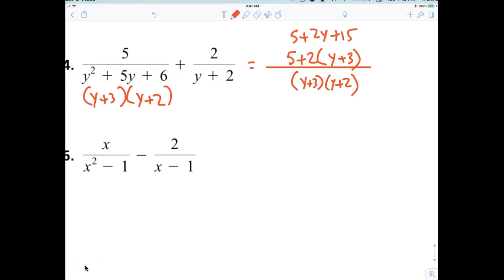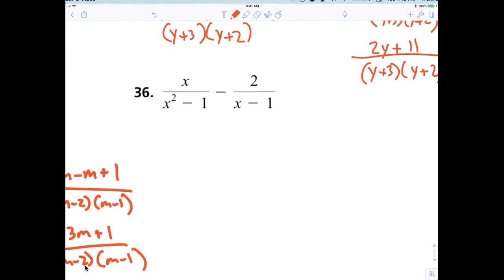So if we left it as 5 plus 2y minus 3? No, that's wrong. You have to simplify. I'm sorry, I misunderstood your question. You have to simplify. So when you simplify, that would be what? 15. Plus 6. All right, so 2y plus what? 11 over y plus 3 times y plus 2. Everybody good with that, right? Yep. That's easy.